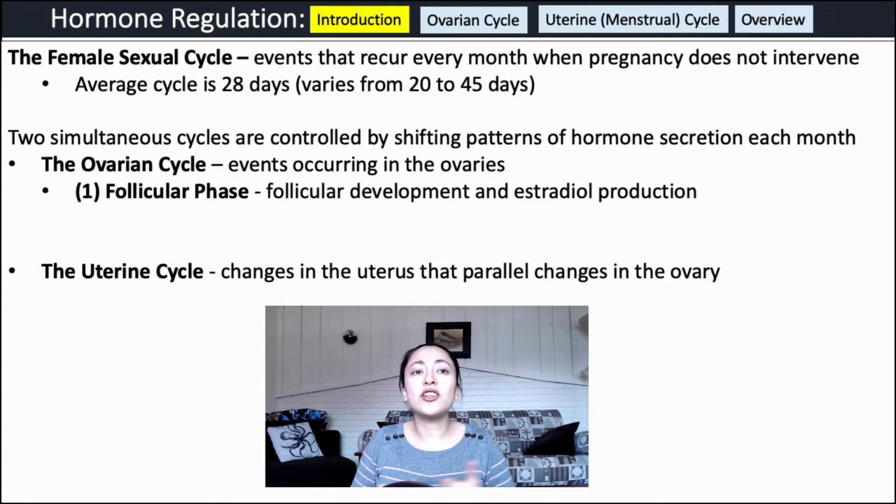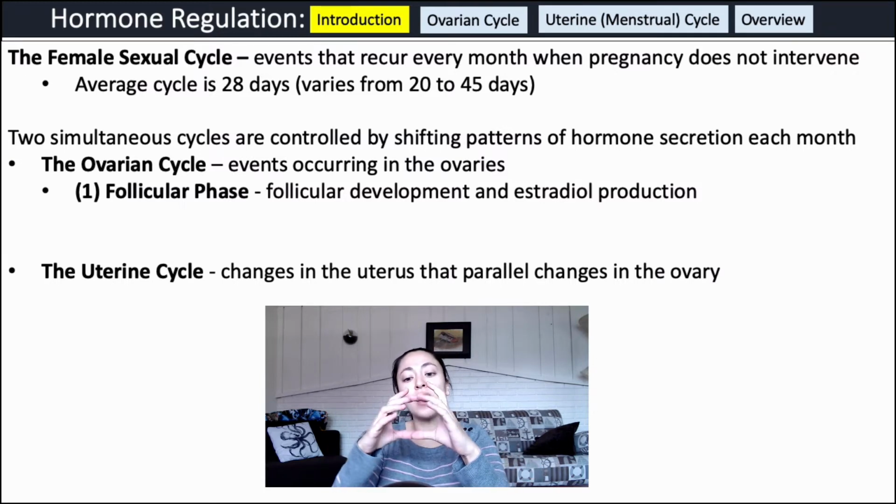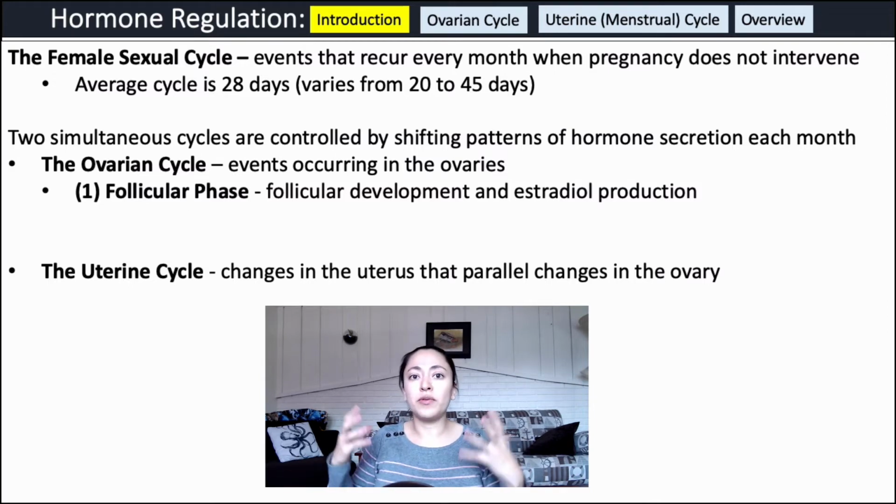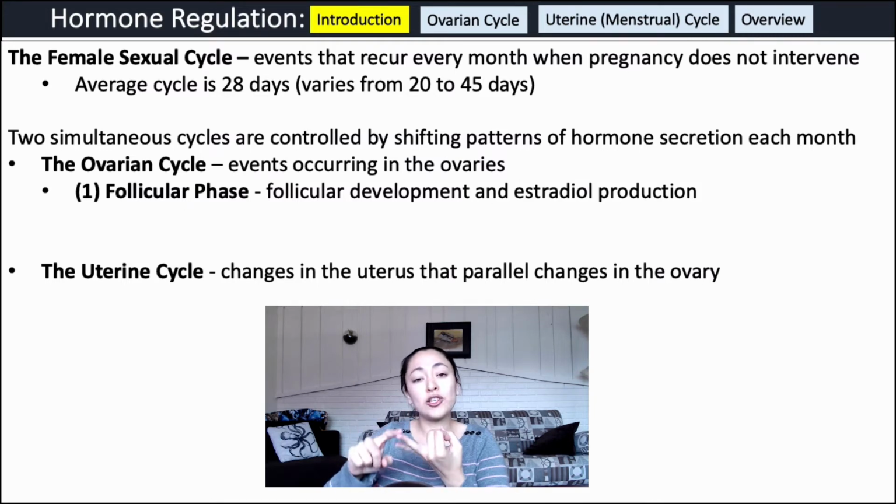The first stage is called the follicular phase, and this is because this is when the follicles are developing within the ovaries. So remember, the follicles are spheres of cells that contain a developing oocyte or egg. And as those follicle cells mature, they start producing a hormone called estradiol. Estradiol is a type of estrogen. Estrogens are actually a group of 3 basic hormones that females produce. Estradiol, estriol, and estrone are the 3 main types of estrogens produced in the body.